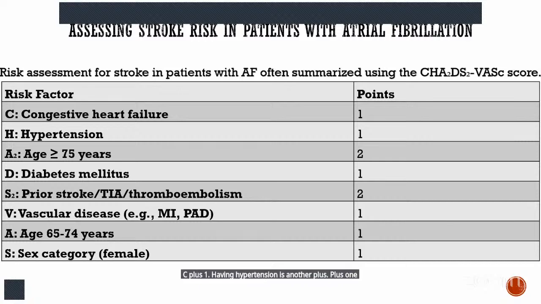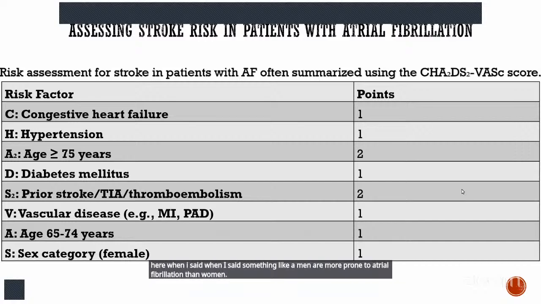Age also counts, because older people are more prone to this condition. Diabetes mellitus also adds to it. Prior stroke also adds to it. Vascular diseases also add to it. Sex: someone might be asking, why am I putting female here, when I said men are more prone to atrial fibrillation than women?